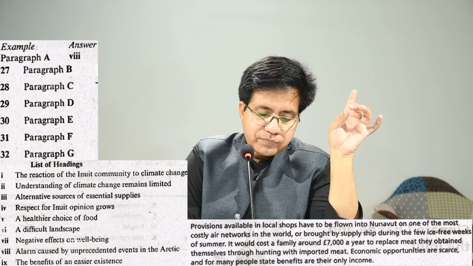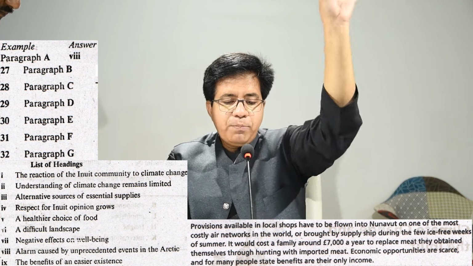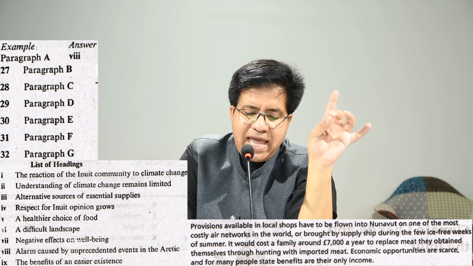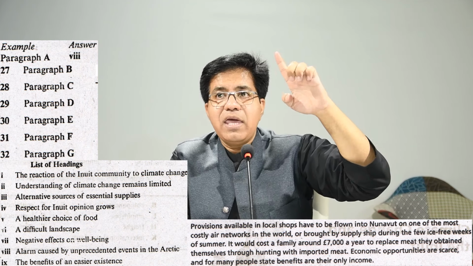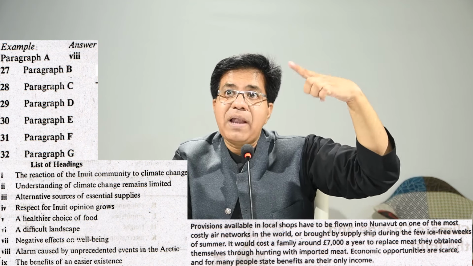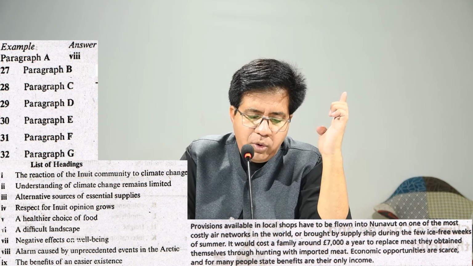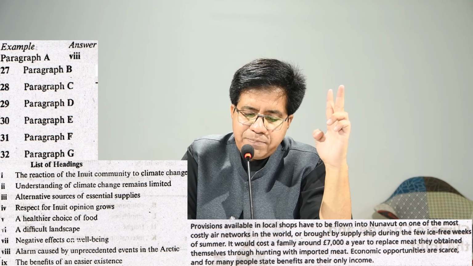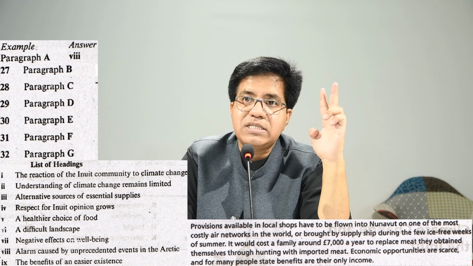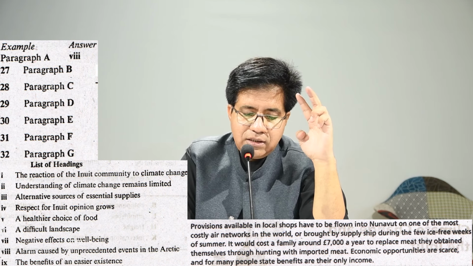Provisions, please follow me. Second page, first line. Provisions available in local shops have to be flown. Have to be flown means they come by air. That is one way the supply comes into Nunavut, or on one of the most costly air networks in the world, or brought by supply ship during the few ice-free weeks of summer. Second supply source is that ship.